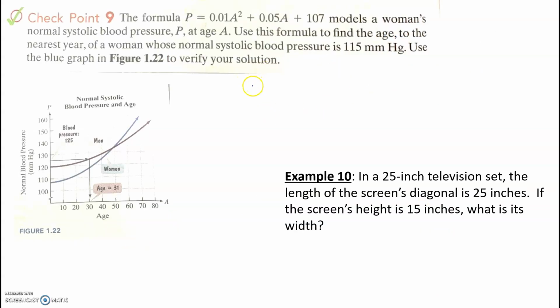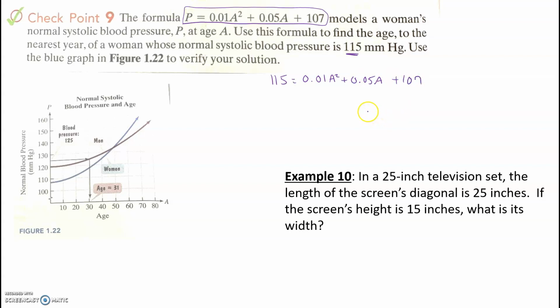All right, winding down to the last couple of examples. So this is a graph of blood pressure. Okay, of your blood pressure. And they do have a little formula for it as well. So they want you to use this formula and find out the age, we want A, for a woman whose normal systolic blood pressure is 115. So your pressure, P, is 115. Copy down all that other stuff, 0.1A squared plus 0.05A plus 107.